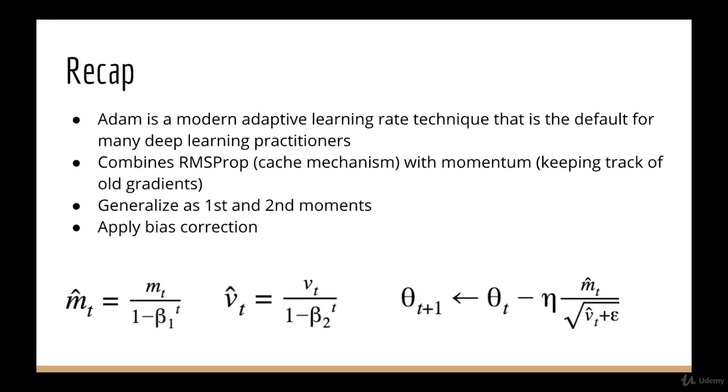So that was a ton of stuff, so let's recap. Adam is a new, modern adaptive learning rate technique that is the default go-to for many deep learning practitioners. It combines two proven techniques, RMSprop, which gave us the leaky cache, and momentum, which speeds up training just by continuing to go in the same direction it was going before. We saw that these two methods can be generalized by observing that they estimate the first and second moments of the gradient. Adam also adds bias correction, which makes up for the fact that the exponentially smooth average starts at 0, and hence the initial estimates are biased towards 0.